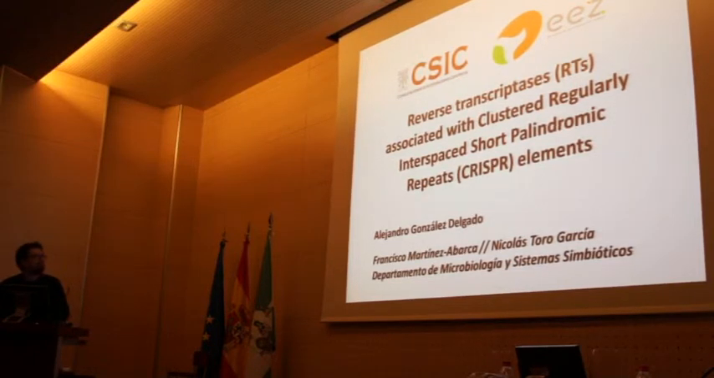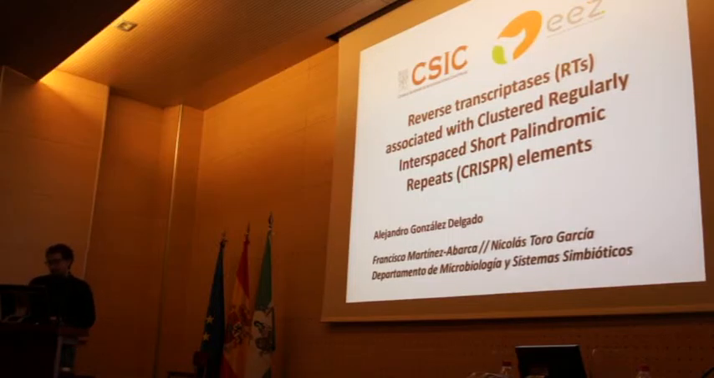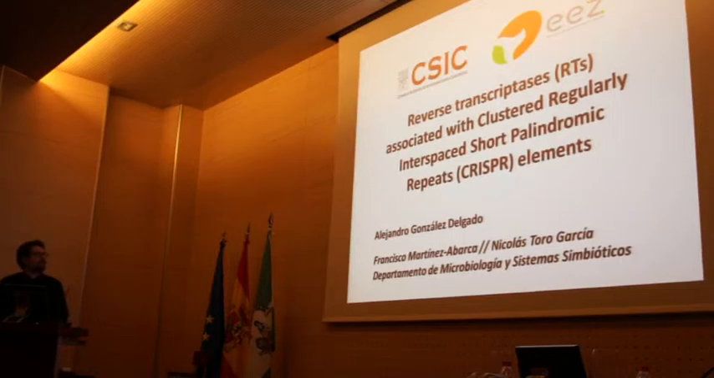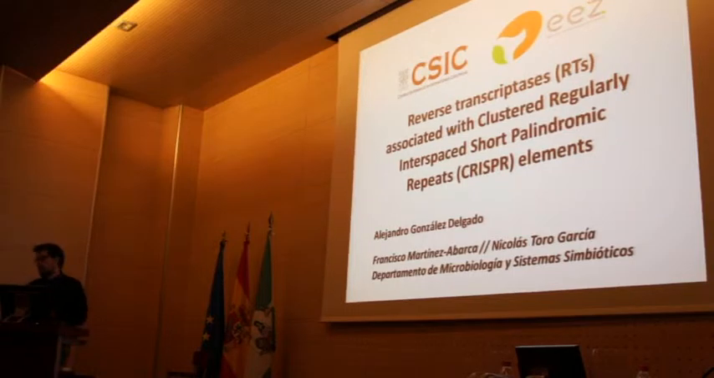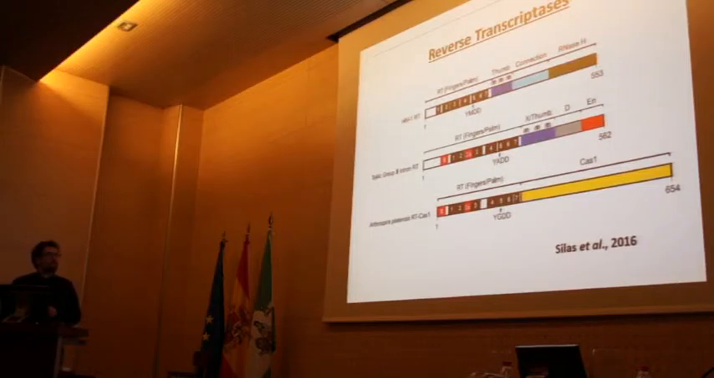The topic of this exposition is reverse transcriptases, RTs, associated with clustered regularly interspaced short palindromic repeats, known as CRISPR elements. Reverse transcriptases are enzymes capable of catalyzing DNA polymerization from an RNA substrate. An example is the HIV-RT, which has 7 different domains.